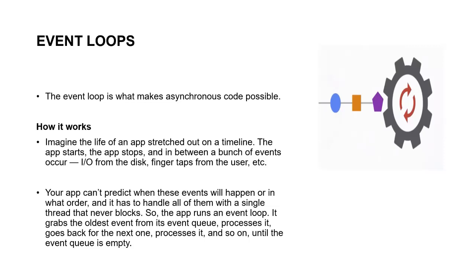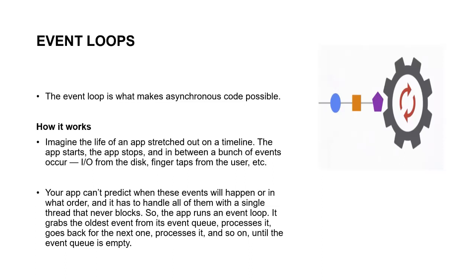Since the app can't predict when these events will happen, and importantly, it doesn't even know in what order, it has to handle all of them with a single thread that never blocks. One of them should never block the other. So we say that the app runs on an event loop. And what does this mean? It means that the app grabs the oldest event from its event queue, processes it, and goes back for the next one, processes it, and so on until the event queue is empty.